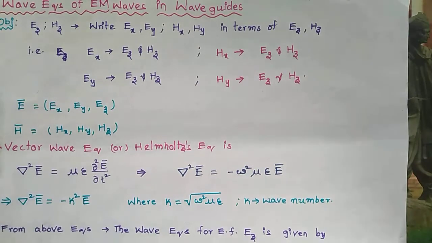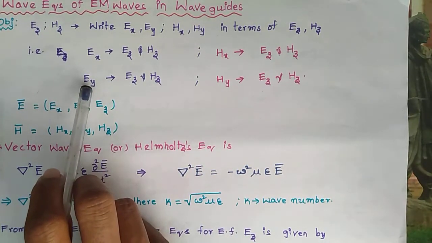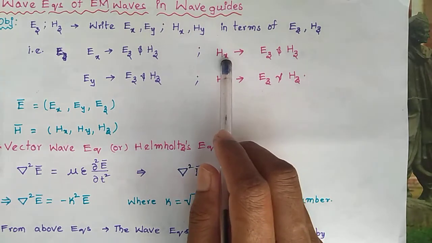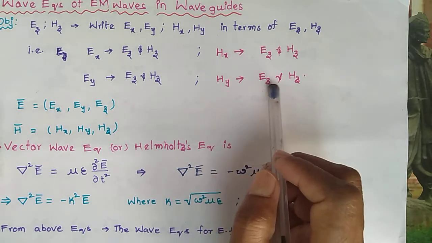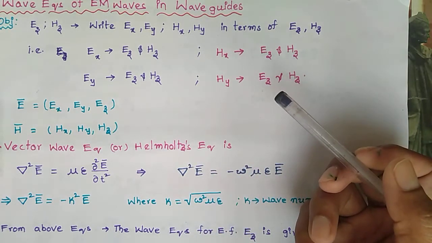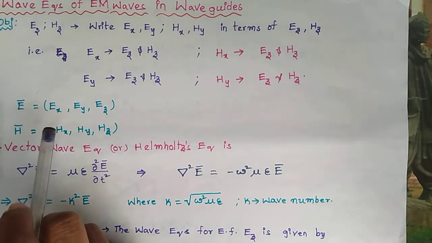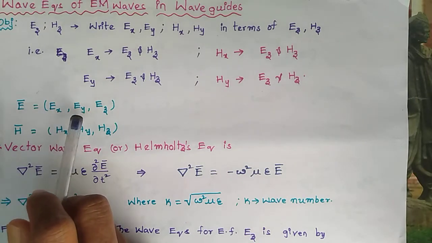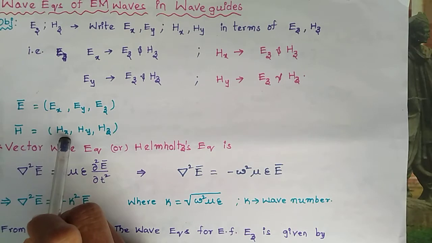After that, I have to derive the Ex and Ey equations in terms of Ez and Hz. Similarly, the Hx and Hy components in terms of Ez and Hz. Every field has three unit vectors in the directions Ax, Ay, Az, so every point has an x component, y component, and z component. Similarly, the magnetic field has Hx, Hy, Hz.